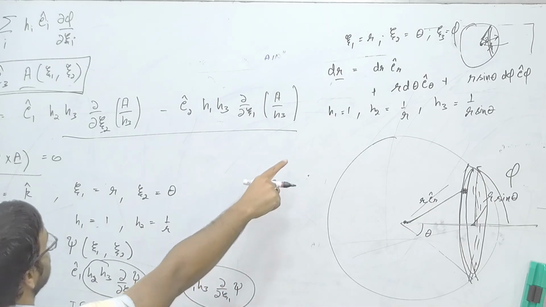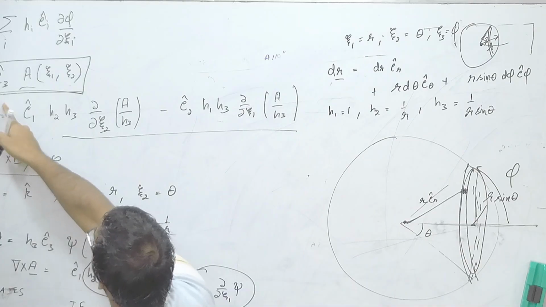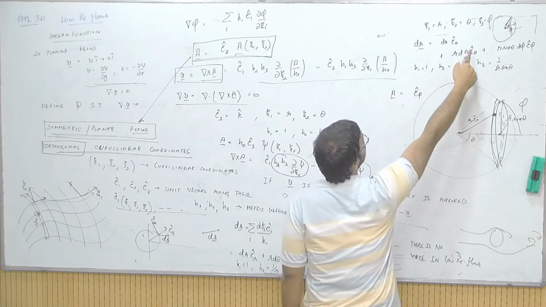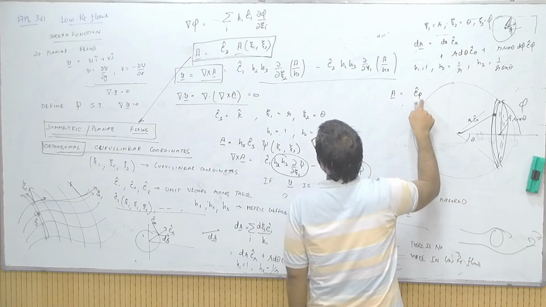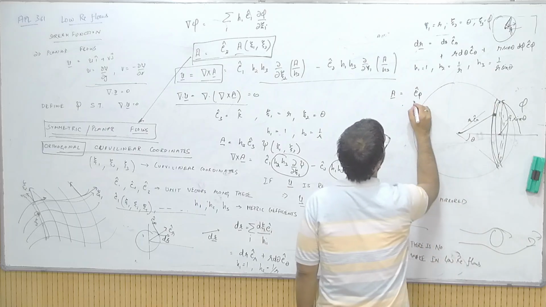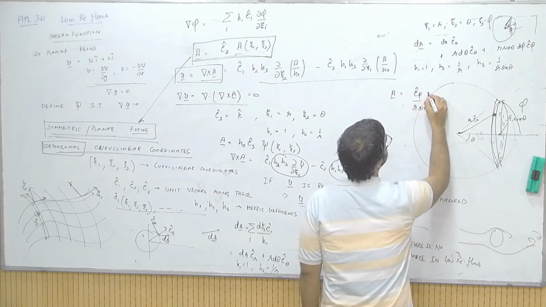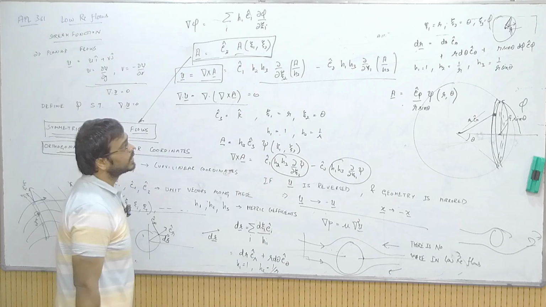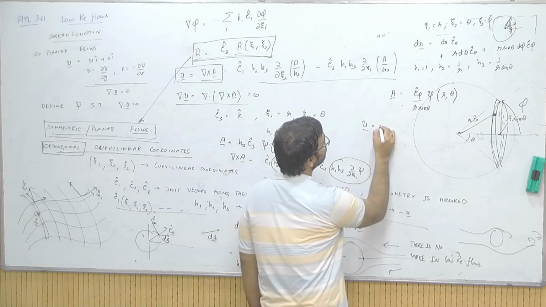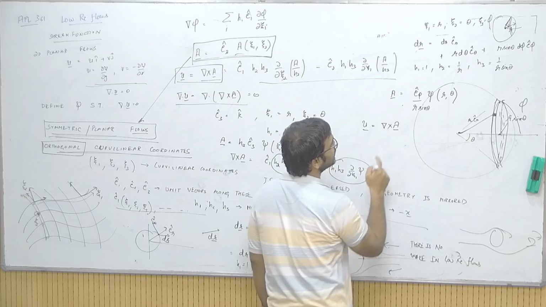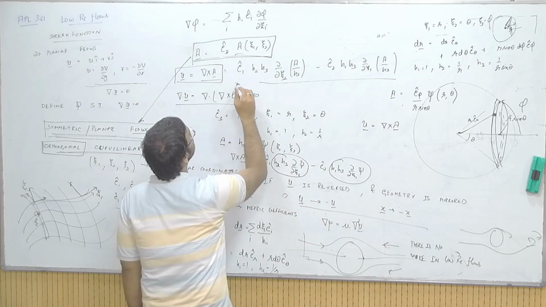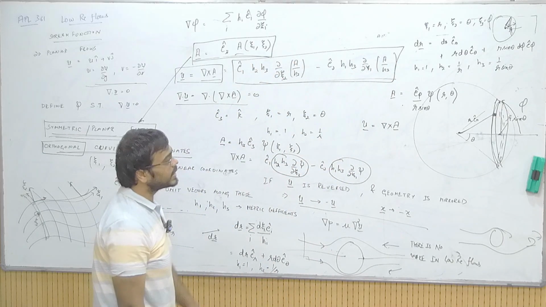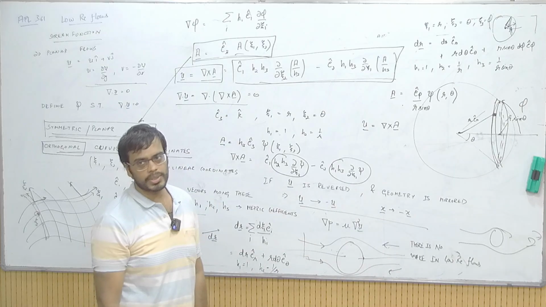And so if you define a vector A like this, let us say e hat phi, so c3 is phi, times h3, which is 1 by r sin theta, times psi, which is a function of r comma theta, then you can form a velocity using del cross A and this relation. And that velocity will automatically satisfy the continuity equation.